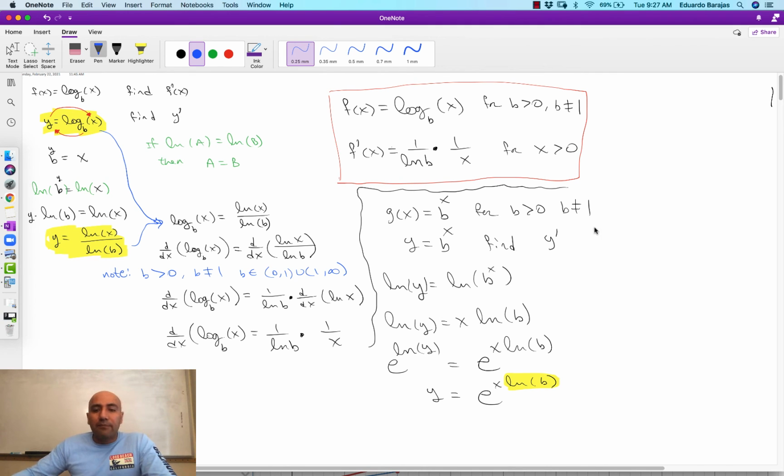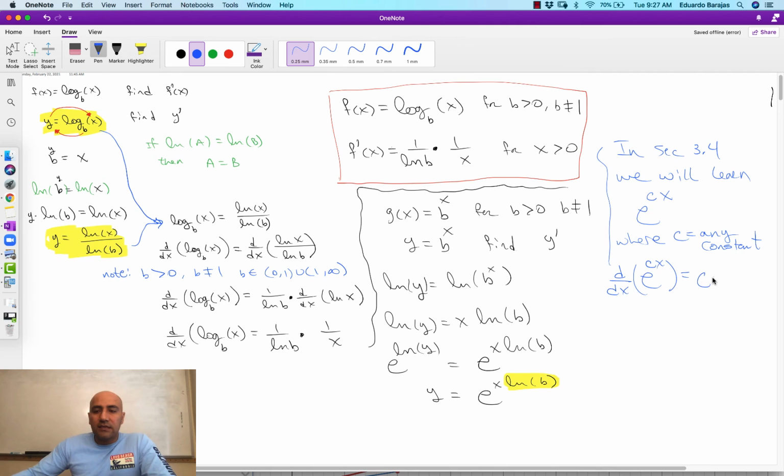So I will say that in section 3.4, we will learn that if we have e to the power of cx, where c is any constant, and we want to find the derivative of that, the derivative with respect to x of e to the cx is equal to c times e to the cx. We will learn that in section 3.4. It's a simple pattern: if we have some constant in front of the x, then its derivative is just going to repeat the whole thing, including that constant, leave it up there, times that constant that goes out in front.